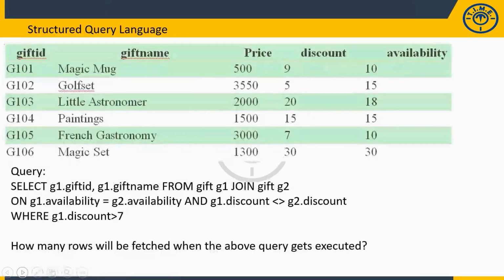Now, this is another question on joins. Here we are joining gift G1 with gift G2. So this is a gift table, and this gift table has two instances, G1 and G2, and this is a query on joins. Try this.